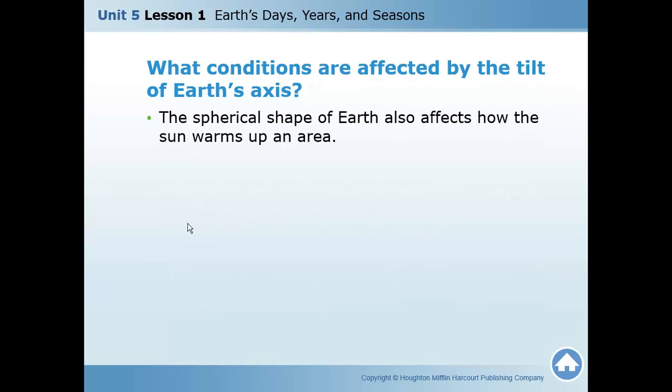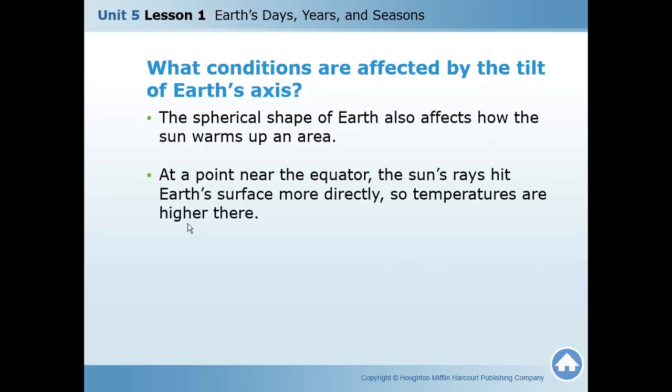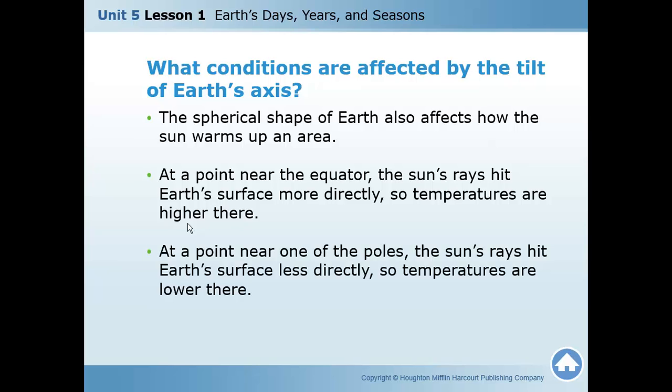The spherical shape of Earth also affects how the sun warms up an area. At a point near the equator, the sun's rays are going to hit the surface more directly, and the temperatures are going to be higher there, and it's going to be consistently hit more directly. So their temperatures are going to stay right around the same place all year. They're not going to have seasons as much as we do.